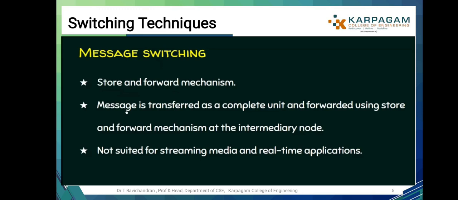Message switching is another type of switching technique. The store and forward mechanism is mostly used in message switching. The message is transferred as a complete unit and forwarded using the store and forward mechanism at the intermediate node. It is not suitable for streaming media and real-time applications.